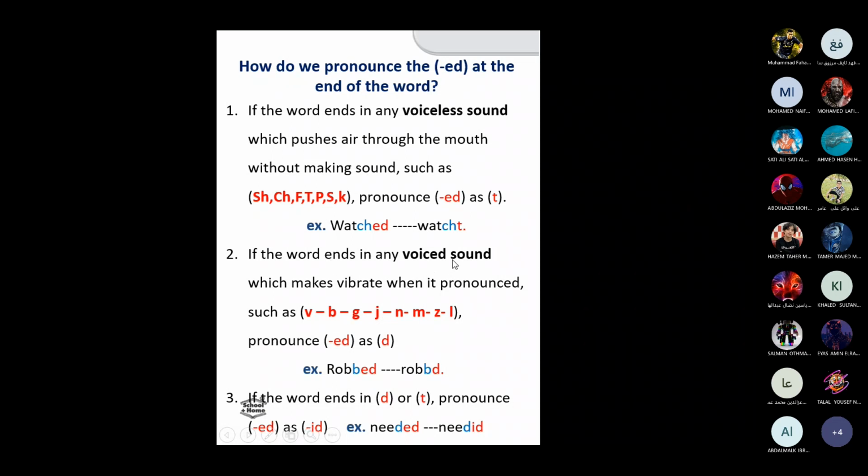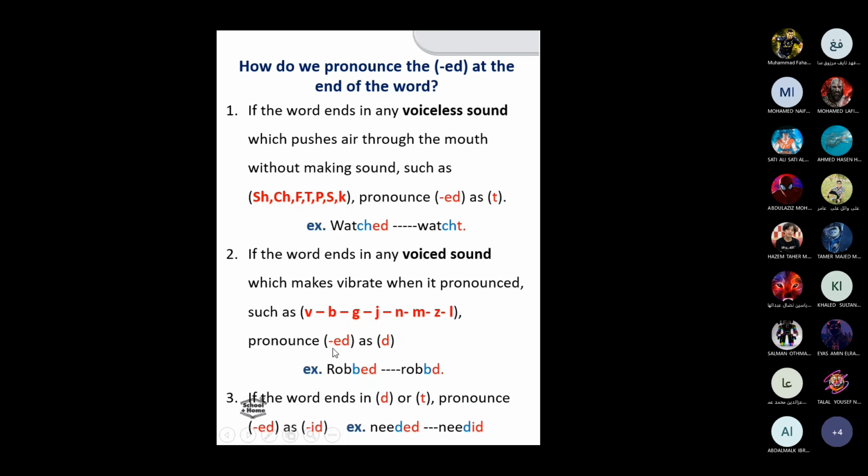If the word ends in any voiced sound, I pronounce the ed as a d sound. Why? Because s is a voiceless sound, so we say voiced sound. If the word ends in any voiced sound, which makes your vocal cords vibrate when it is pronounced, such as v. When you pronounce any of these sounds, you place your fingers on your larynx to check the vocal cords. Do they vibrate or not? Let's check that together. V, b, g, j. Yes, there is vibration. So when you pronounce any one of them, it vibrates. That's why we call them voiced sounds. That means they produce sound when you pronounce them.